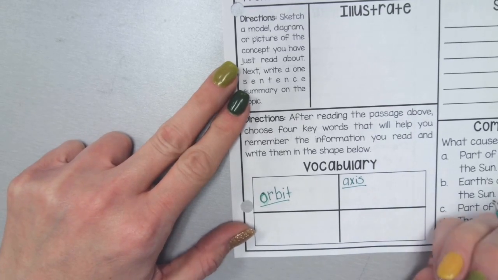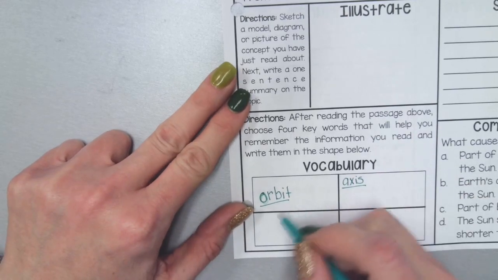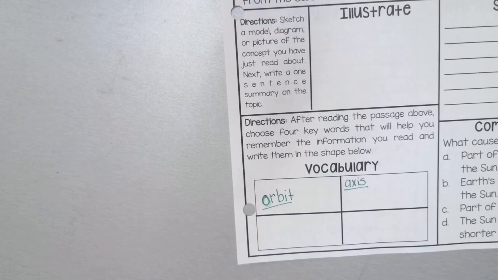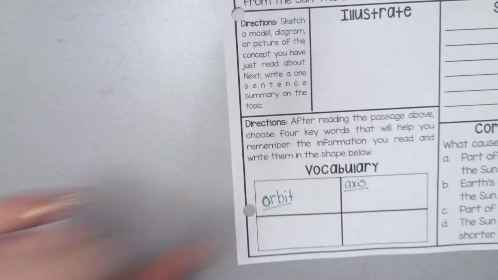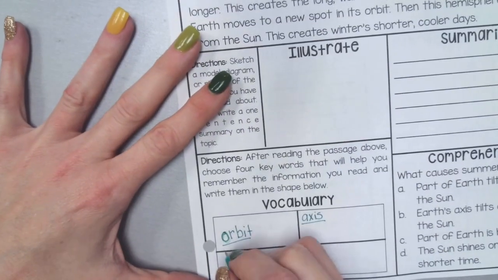By that, do you mean what the word means and how it relates? For example, orbit. I would say something like the Earth orbits the sun, and when different parts of the Earth face the sun, that makes a difference. So the Earth orbits the sun. The Earth tilts on its axis. You see? We're just getting little bits of information here that will help you remember what we read in the passage. All right, hemisphere.